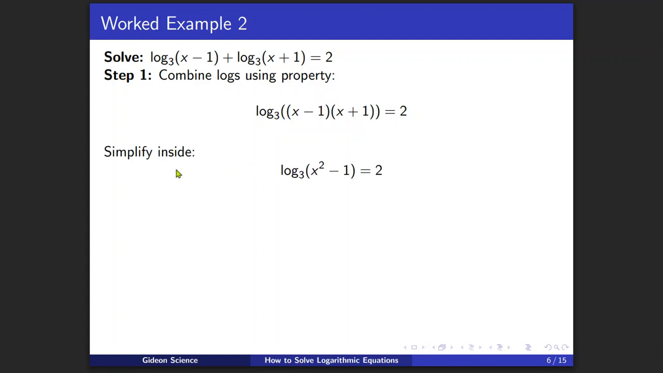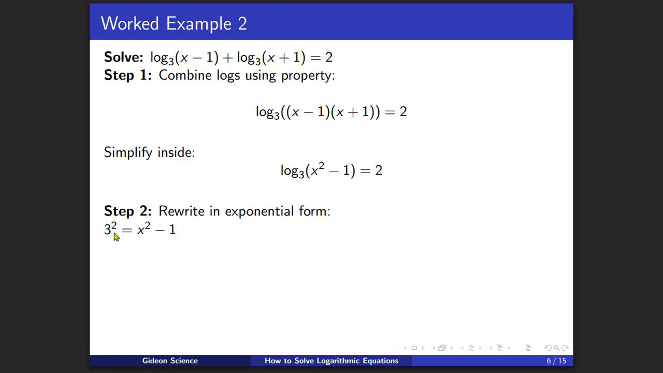So the next step, we simplify the inside. When we simplify the inside, we'll have log of x squared minus 1 base 3 equals 2. So this is what we'll have. So what do you do next? We write it in exponential form.